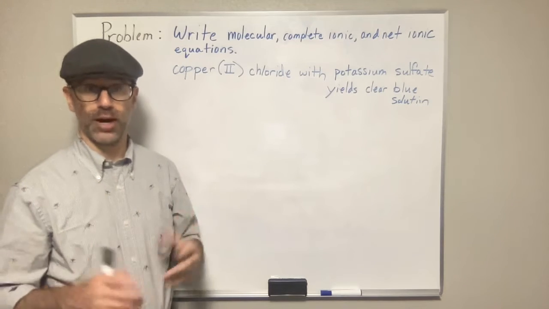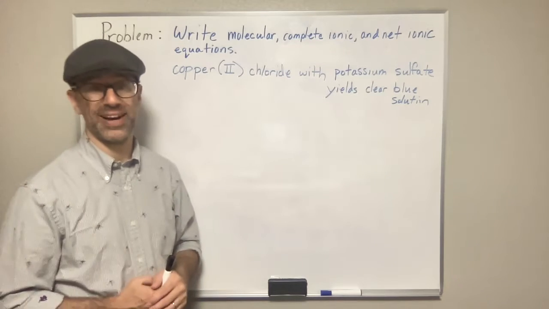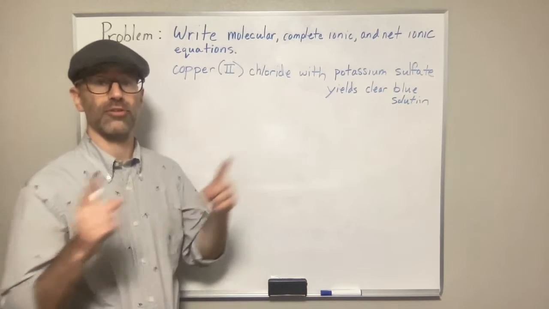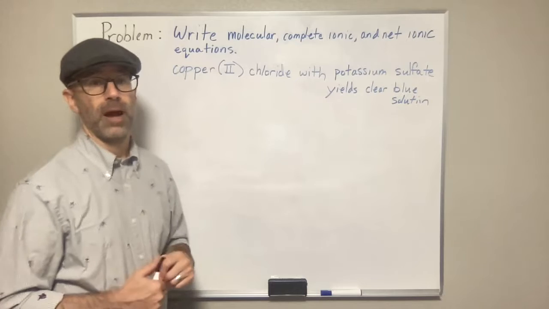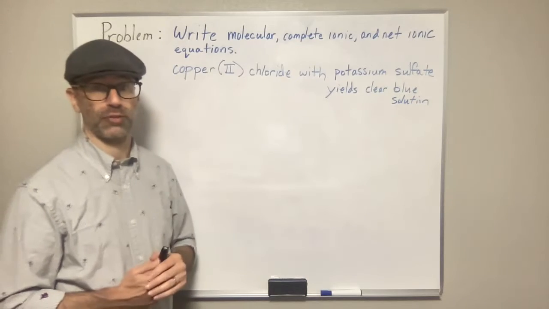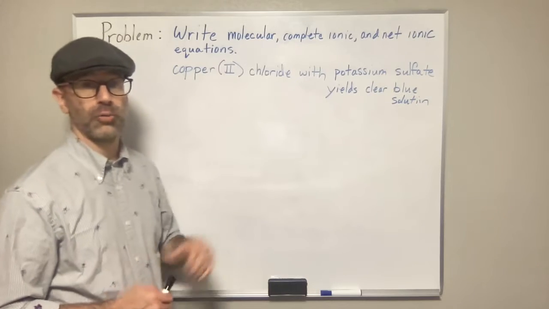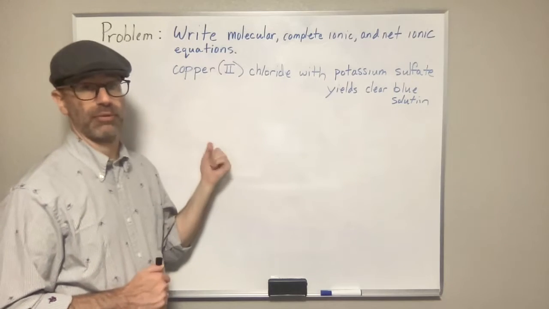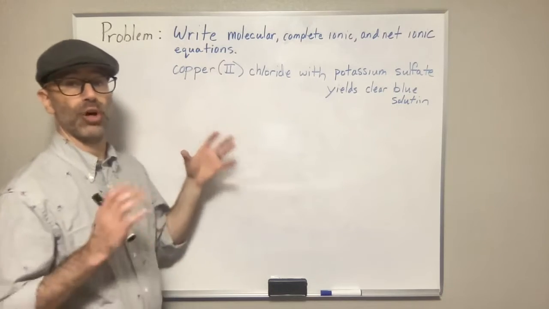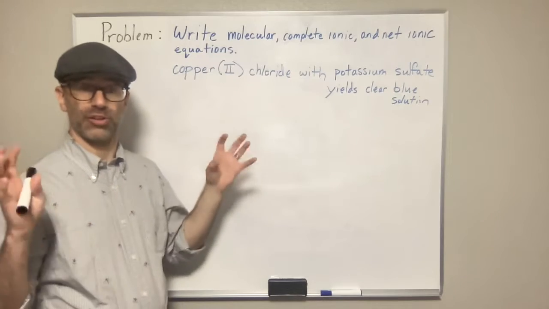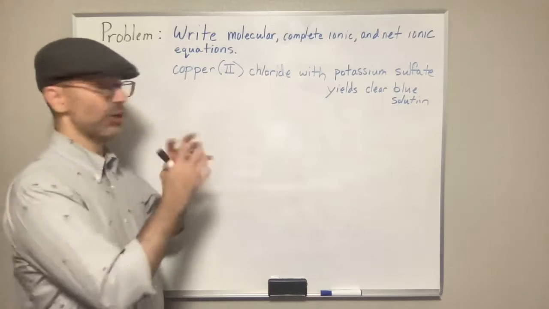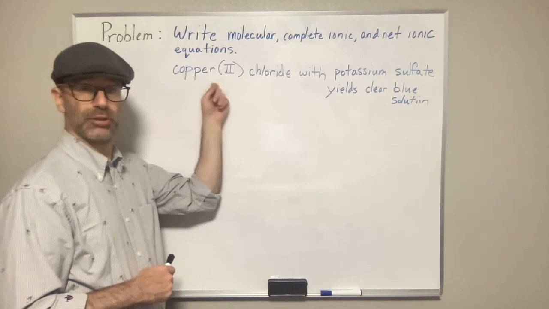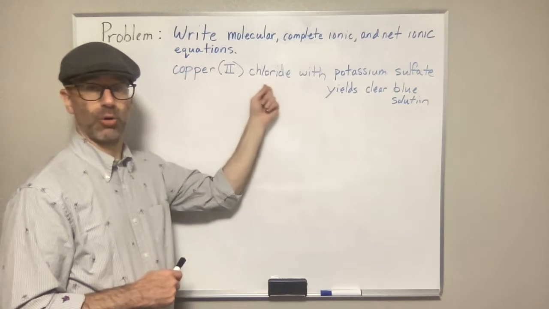If you don't know how to do that, please check out my video on naming ionic compounds and how to go from formulas to names and names to formulas. But I'm going to go through that in this video as well. The name of the compound is giving you the names of the ions. If you know that the name of your compound is just the names of the ions together, then you can break it back apart. So the first one is the copper-II ion, and we've got the chloride ion.